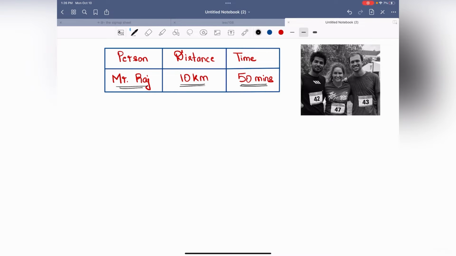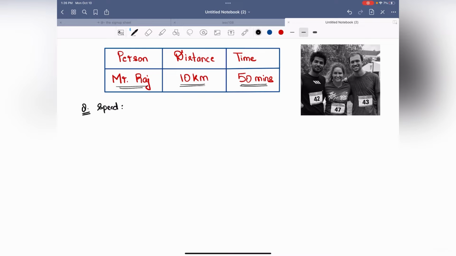And the question is, there's two questions. The first question is, what was my speed? And the word we use is the average speed, because when you're running a race, you could start very fast but go slow, then go fast, depends on how much stamina you have.